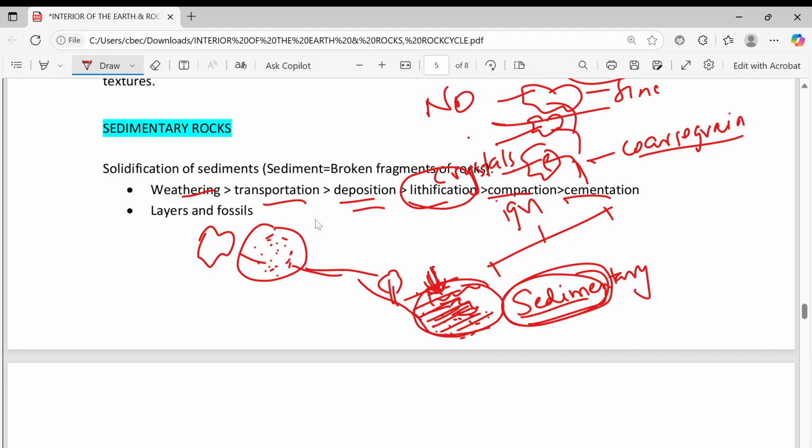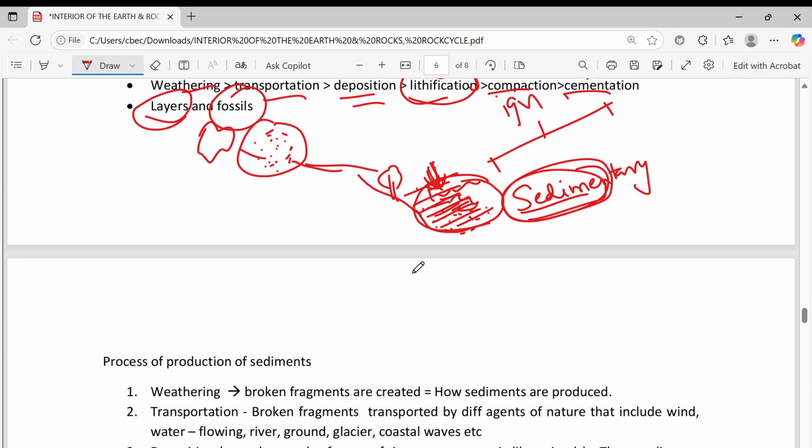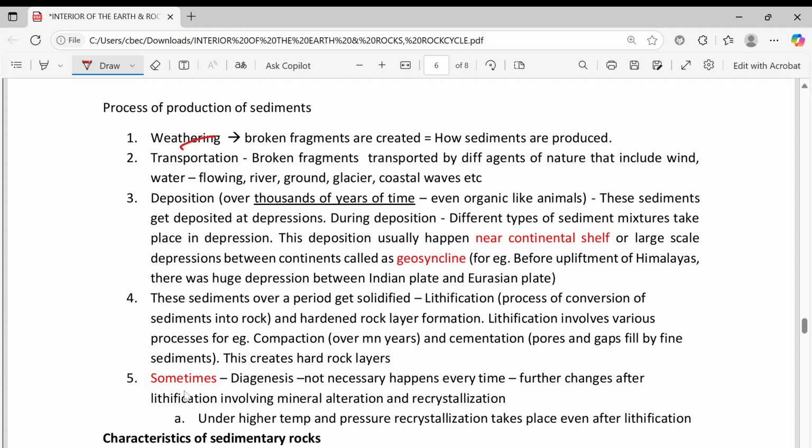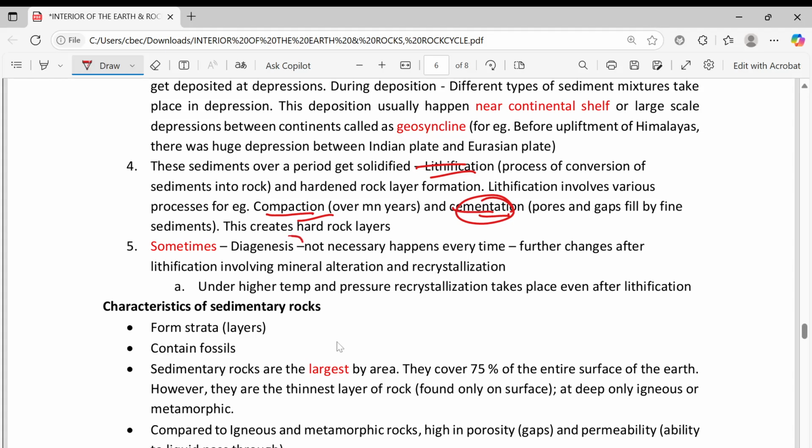be filled. So it forms layer by layer, and here we have fossils, maybe sometimes plants and animals. Dead animals also come and form layer by layer. That is why we find fossils in sedimentary rocks. So weathering, transportation, deposition, and then lithification, becoming rock, then compaction, then cementation, where the gaps will be filled. Then sometimes even diagenesis, one process you remember simply.